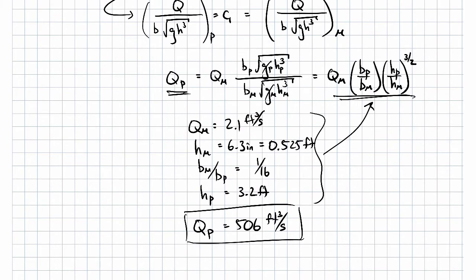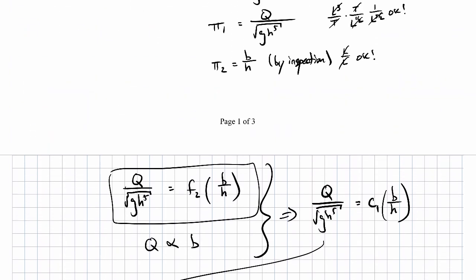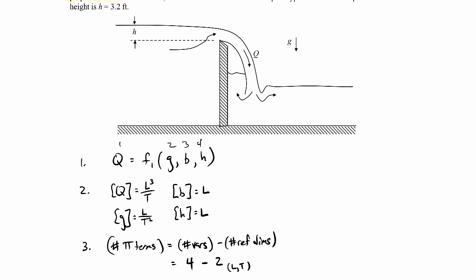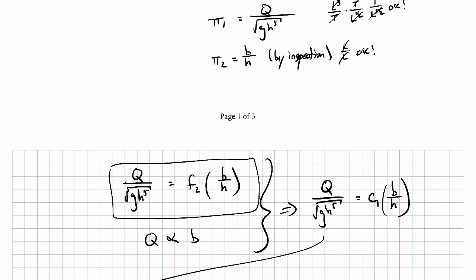Okay, so let me just recap what we've done here. We did our standard dimensional analysis approach. We read through the problem. We know that we have some sort of model and a prototype, so we know it's going to be a dimensional analysis. We're going to have to do some scaling because we're told what the volumetric flow rate is for a 1/16 scale model. We want to know what the volumetric flow rate is for the prototype, the large scale, when the water height here is 3.2 feet. So we did our dimensional analysis, starting with step 1, writing out the volumetric flow rate as a function of these other variables.